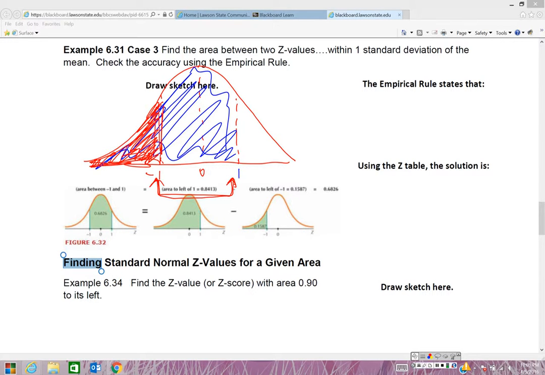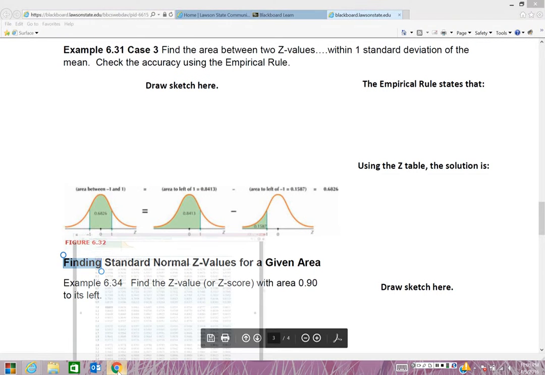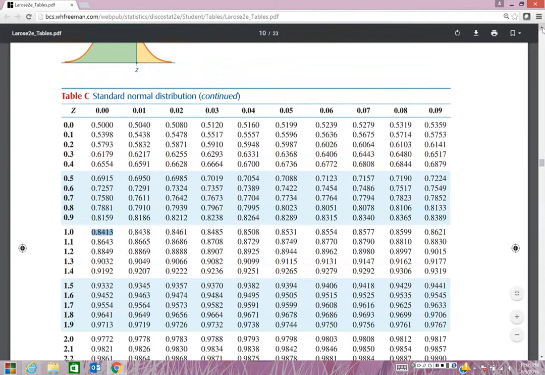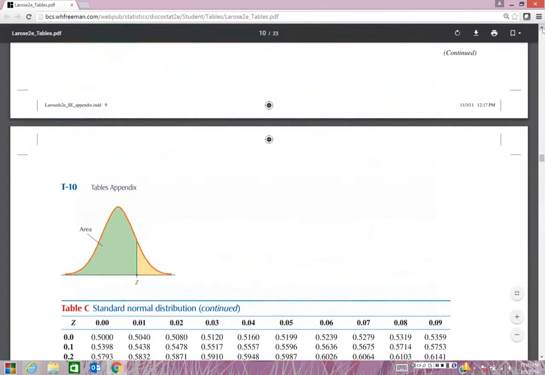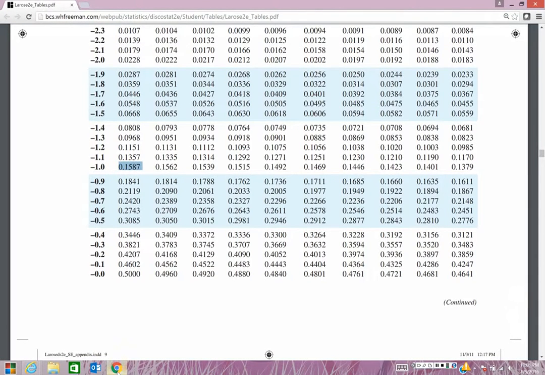So if you go to the table, the area to the left of -1, so we'll have to go to the negative side, the area to the left of -1 is 0.1587. So that little part is 0.1587.